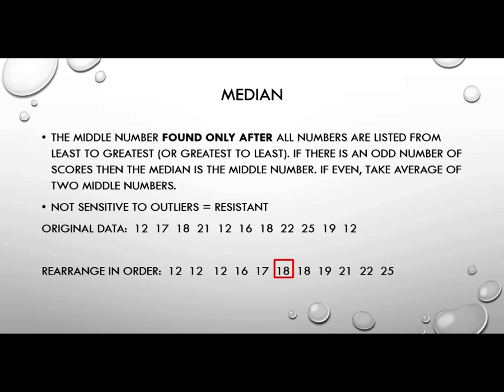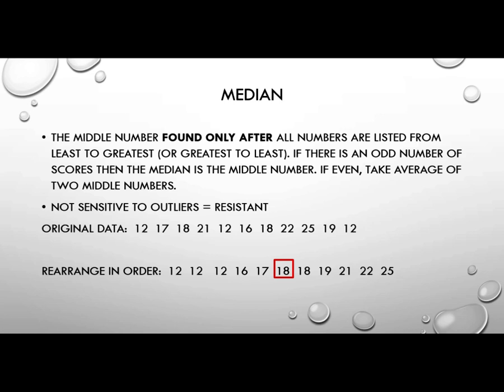But again, the computer will do most of that for us. So the median is the middle number found only after all the numbers are listed from least to greatest, or greatest to least. They need to be in order. If there's an odd number of scores, then the median is the middle number. If there is an even number of scores, you take the average of the two middle numbers.